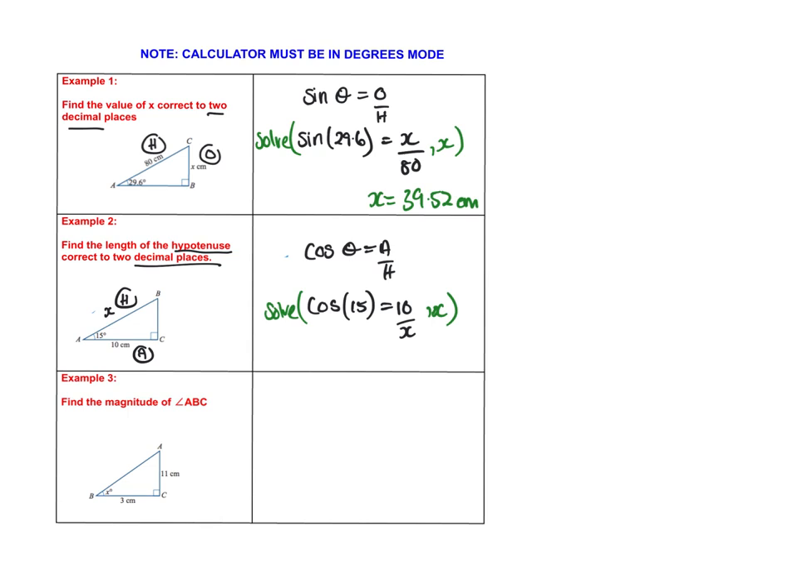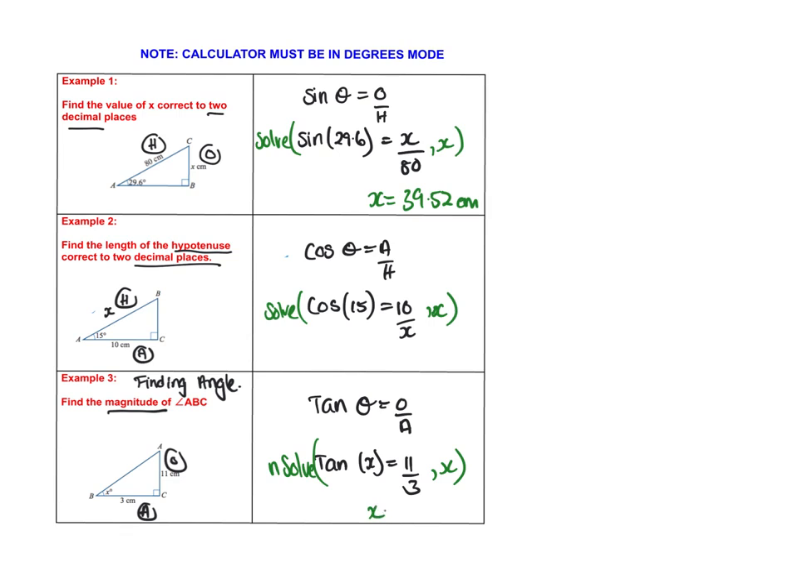And then the last one, when you're finding the angle, that's when you might have to put the n solve in it. So if you have a look here, we look at the triangle, we've got the adjacent and we've got the opposite. So I'd be using tan. So tan is O over A. So I pop in what I know, which is 11 over 3. If you're using the solve function in your calculator, you would just put a little n in front of it and solve, comma x, and that will give you the angle. So I'll just show you why.